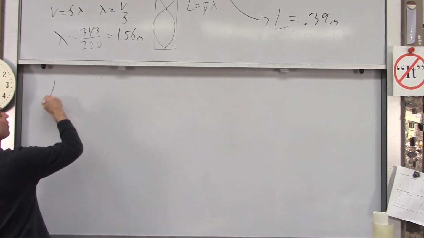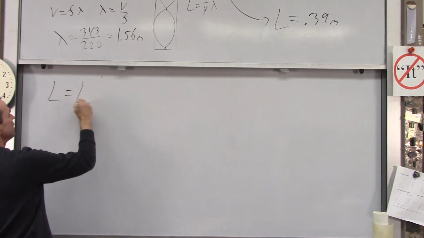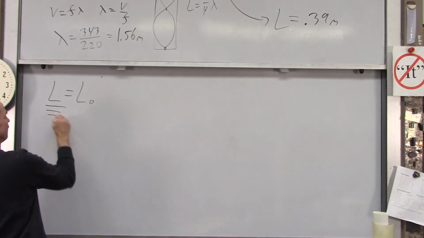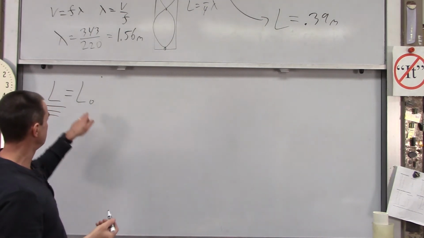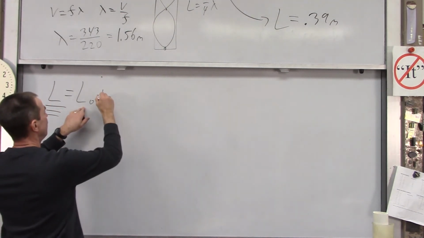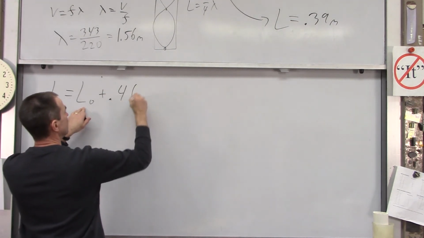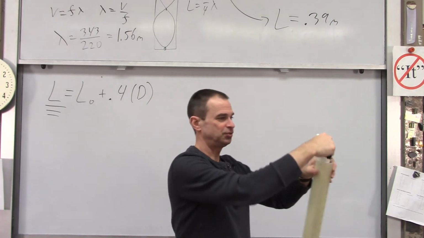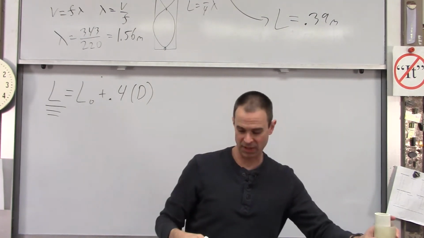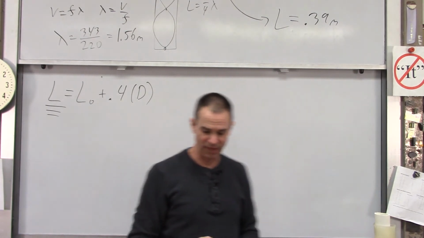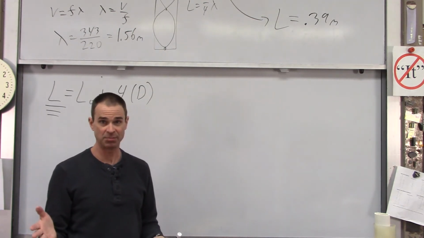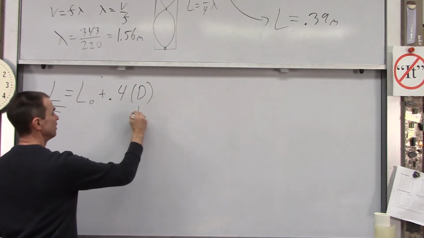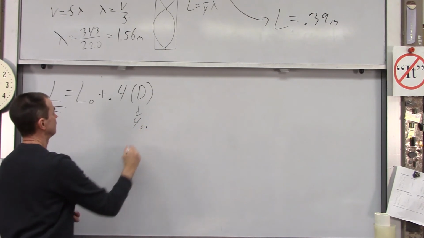The length of the air column that will vibrate, that will have our standing wave in it, will be the one I measure plus 0.4 times the diameter of the tube, okay? Now I measured the diameter of the tube, and it is almost exactly 4 centimeters, okay?